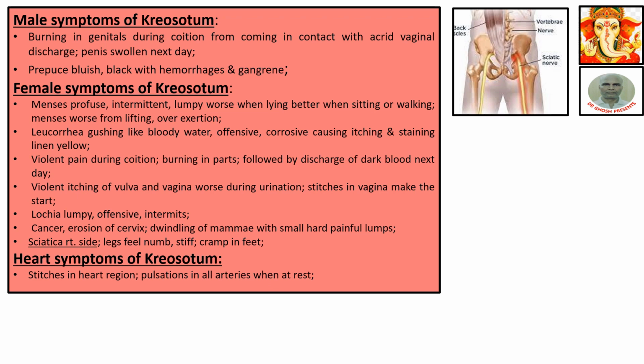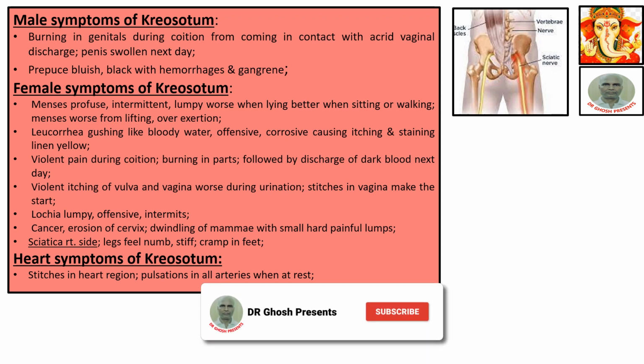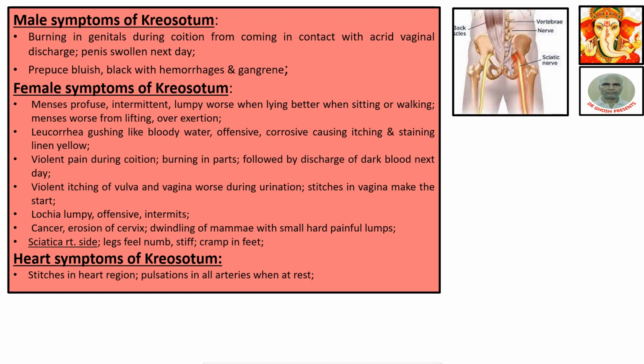Violent itching of vulva and vagina, worse during urination. Stitches in vagina make the patient start. That is, his body jerks up. Lochia, lumpy, offensive, intermits. Cancer or erosion of cervix. Dwindling of mammary with small, hard, painful lumps on the mammary.